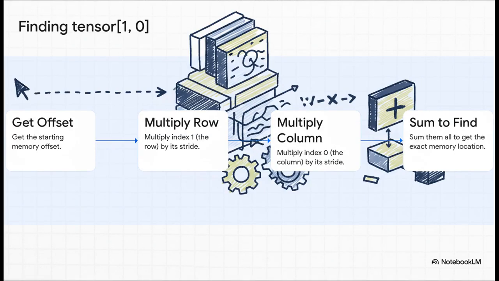So how in the world do we find an element, like the one at row 1, column 0? This is where strides do their thing. A stride just tells you how many steps you need to take in that flat memory block to get to the next element in a specific dimension. So to find our element, we start at the beginning, we multiply the row index, 1, by the row stride, multiply the column index, 0, by the column stride, add them all up, and bam, that's the exact location in memory. It's a simple formula that turns our logical idea into a physical address.